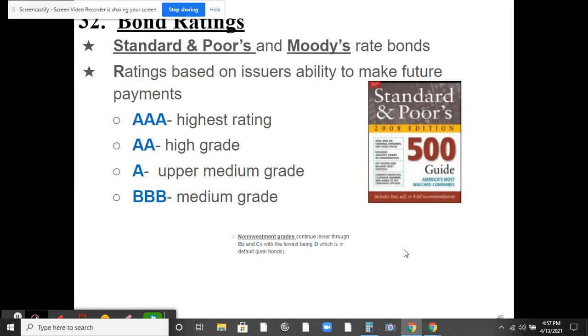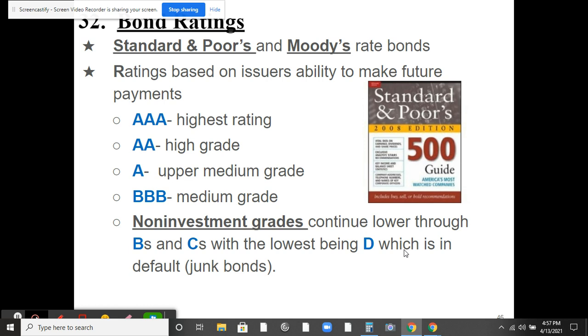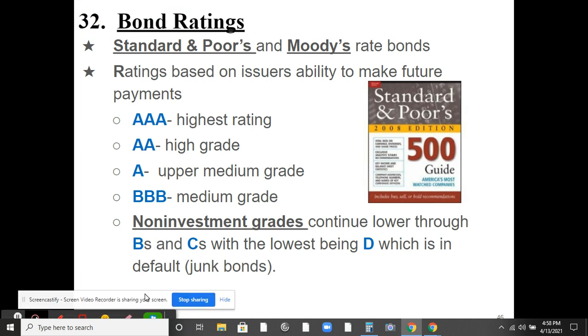Some people like that because they get a higher return, but it's risky. What if they default? What if they don't actually pay you your money back and get your par value back? So there's a risk to trying to make extra profit, and the risk is you lose it all.